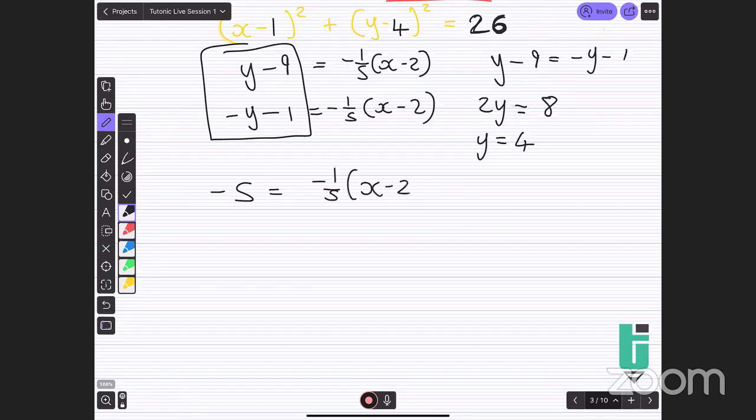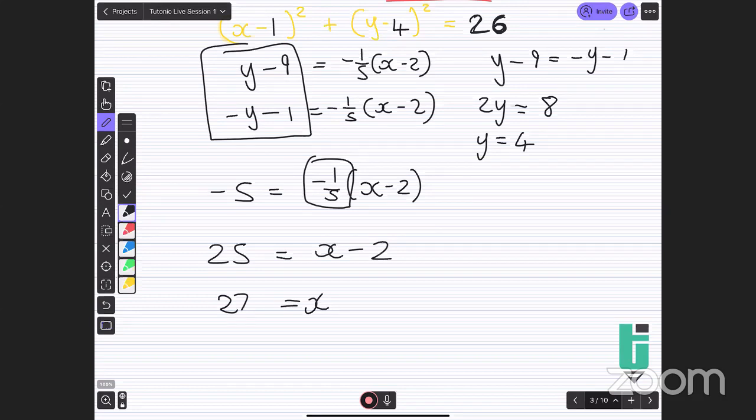If we multiply by minus 5, it becomes 25 equals x minus 2. X equals 27. Okay. So you see, this diagram is not drawn to scale, but you get the idea.